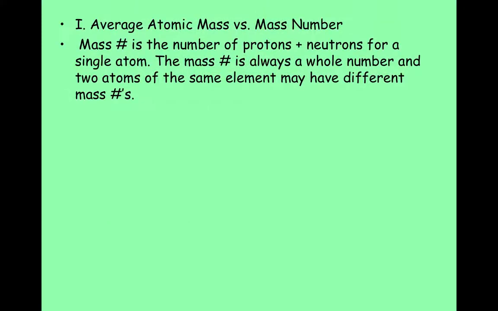The first concept then is to differentiate between the average atomic mass and the mass number. The mass number is the number of protons plus neutrons for a single atom. The mass number is always a whole number, and two atoms of the same element might have different mass numbers. That I don't think is in your notes. You probably have that from one of the POGIL activities we did.